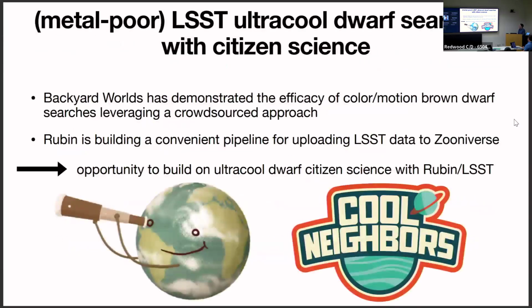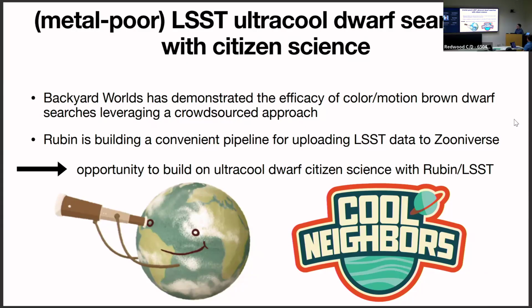Now, the last LSST related thing I wanted to say is that a lot of the fun and excitement that's come out of this area of science, the brown dwarfs and also the halo cold object specifically, has come through a citizen science project called Backyard Worlds. And I think by now it's pretty clear that Backyard Worlds has demonstrated the efficacy of color and motion brown dwarf selection, leveraging a crowdsourced approach, by which I mean citizen science.